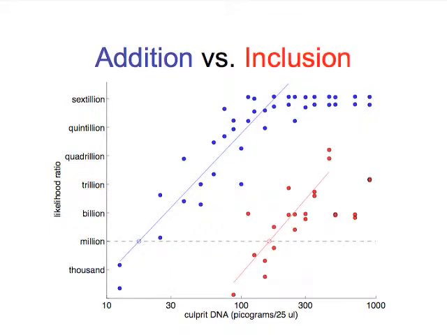It's also worth noting we compared many methods in this paper. I think we showed this as well. This is what inclusion does in red. And what you see is when you get much below 100 to 200 picograms of DNA, the method falls apart.